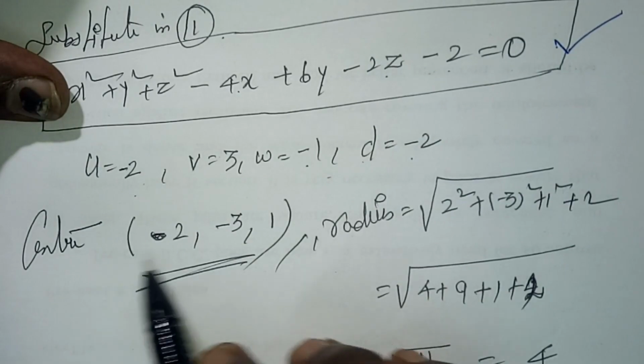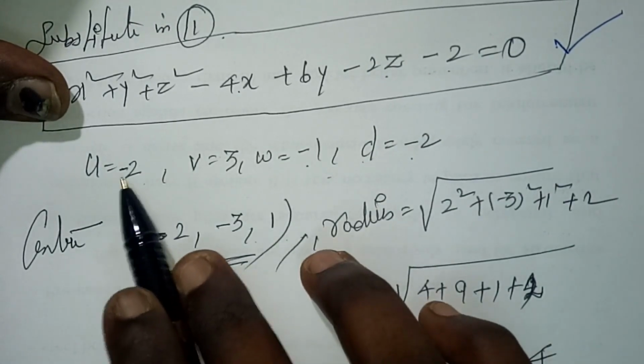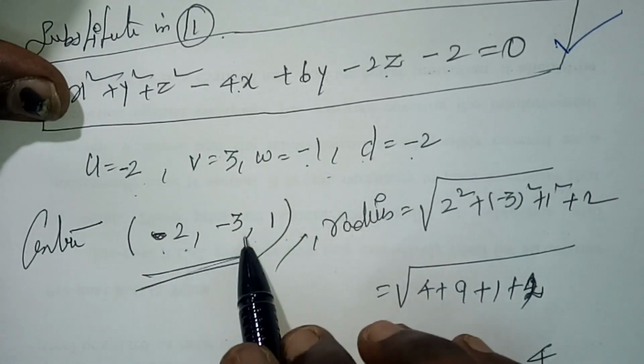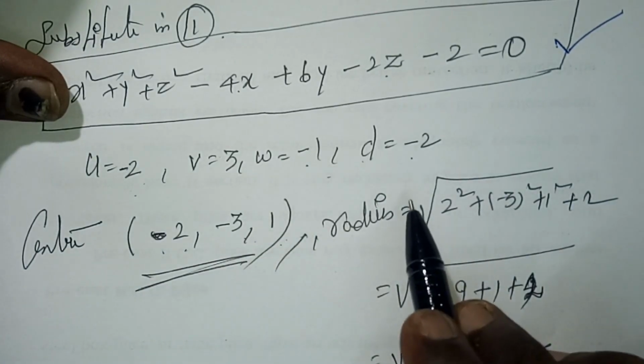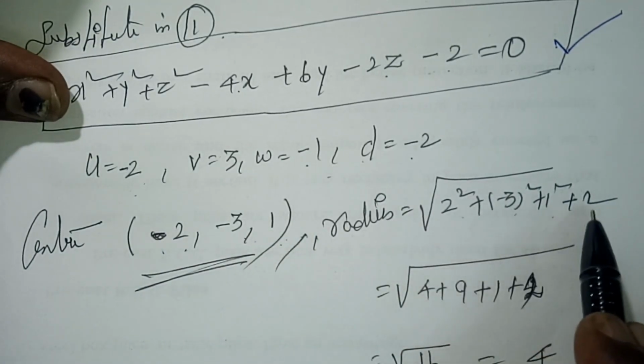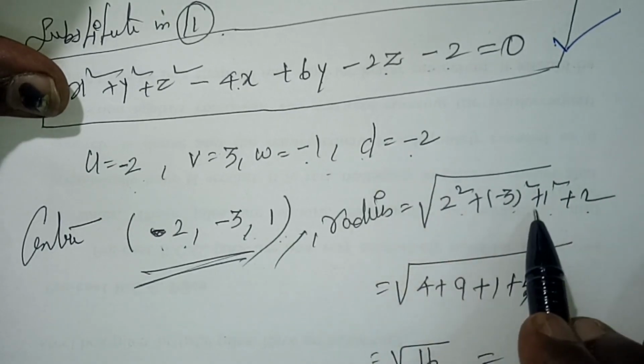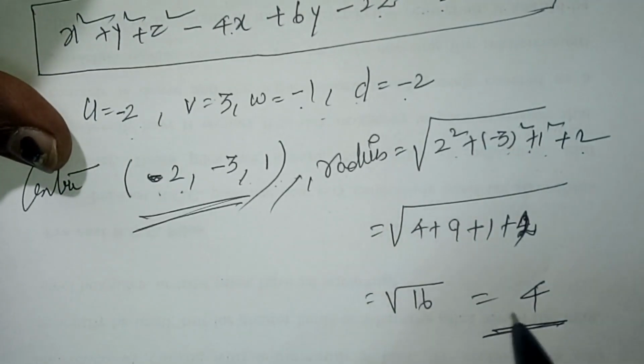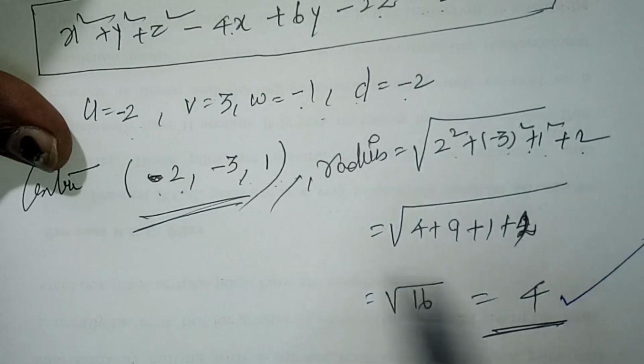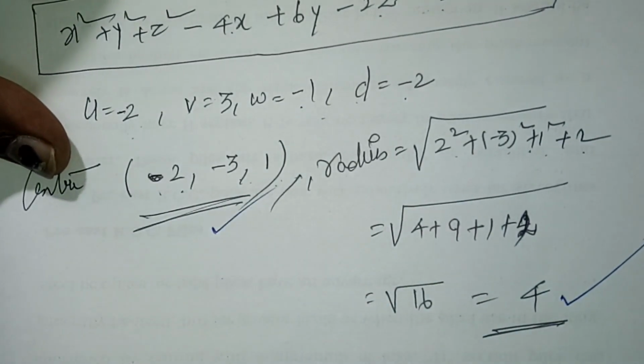The center is minus u, minus v, minus w. So put minus here, and I got 2, minus 3, 1. The radius is equal to the square root of u square plus v square plus w square minus d. So I substituted those values, and finally I got that the radius of the required sphere is 4. So this is the solution for this problem.